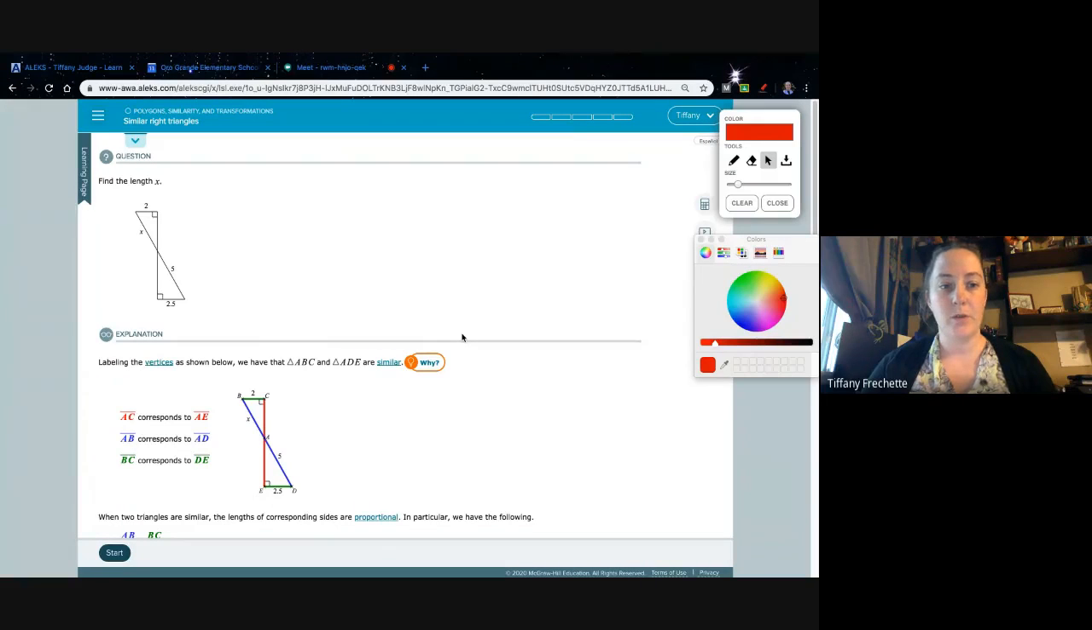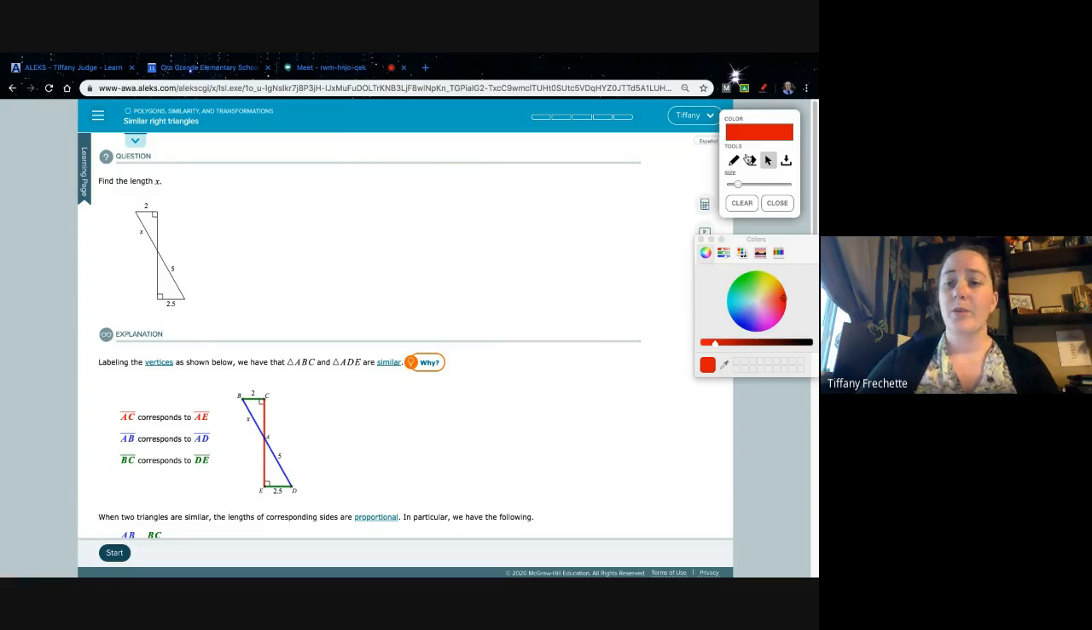Similar right triangles. Okay, so in this one, we're given this kind of diagram here where we have two triangles and we are shown that they have these right angles. So that was in the name. We know we're going to have some right triangles and that they're going to be similar. So it tells us to find the length of x.